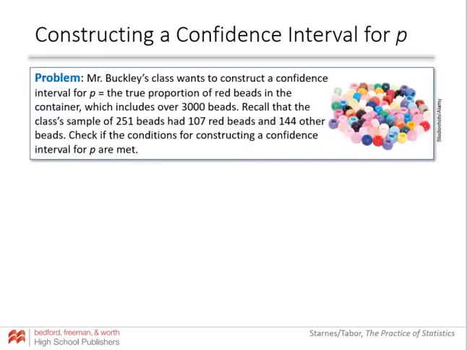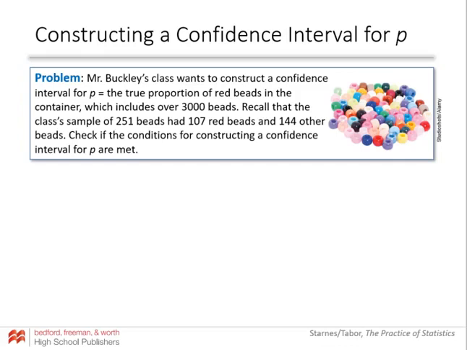All right, so let's look at an example. We want a confidence interval for p, which is the true proportion of red beads in a container, which has over 3,000 beads. And we have a sample of 251 beads that had 107 red ones.